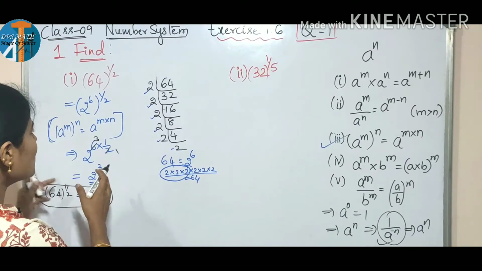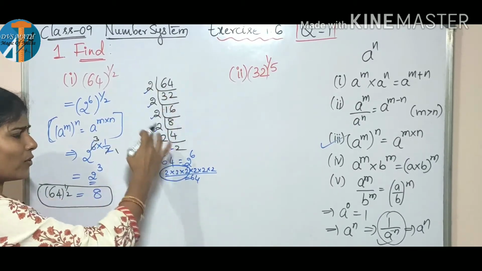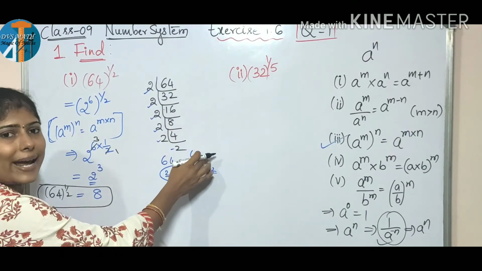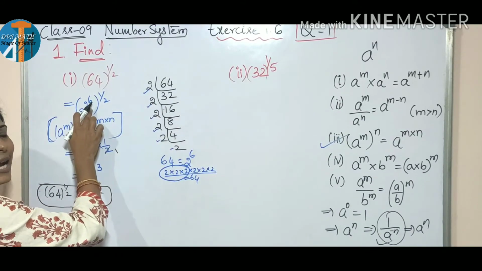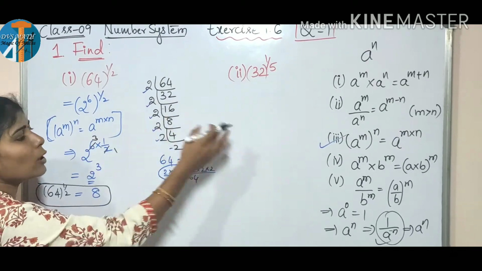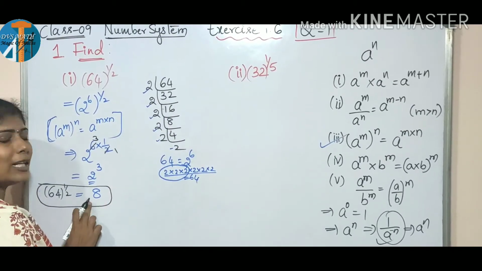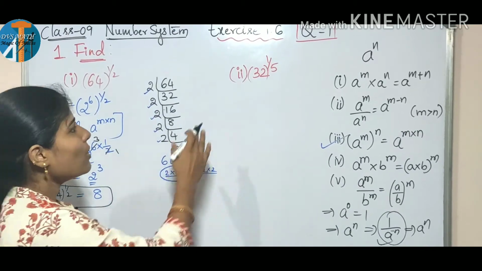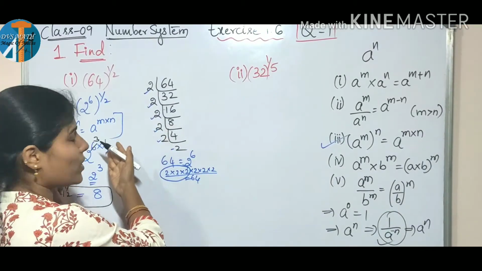Clear? So this is the basic thing. First find the factors of 64, express in terms of exponent and substitute it, and apply any related law and simplify it. Finally you will get the value of the given exponent. Clear? So now let's go for another one similar to the first one.